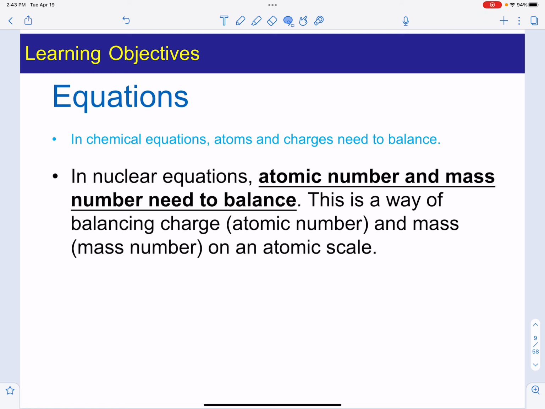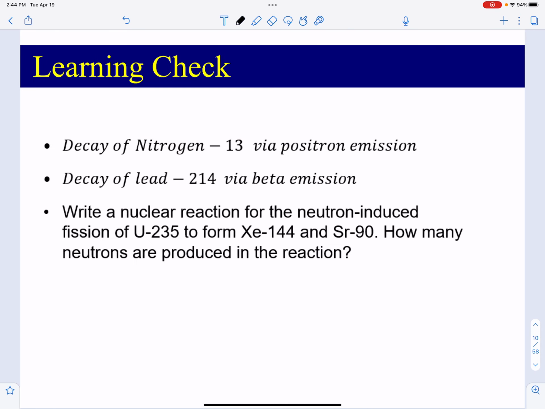So like you already know, if you're doing regular chemical reactions, the atoms and the charges have to balance. You cannot violate the law of conservation of mass. So when we do nuclear reactions, the atomic number and the mass number have to balance. So let's do an example. Let's do these three reactions.